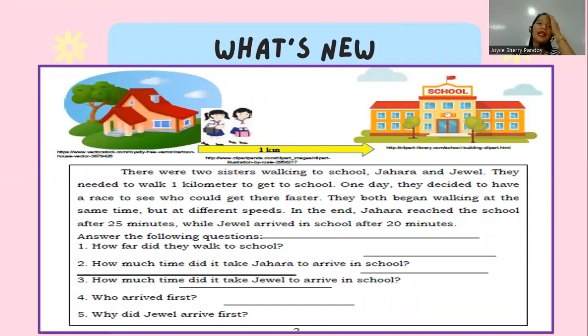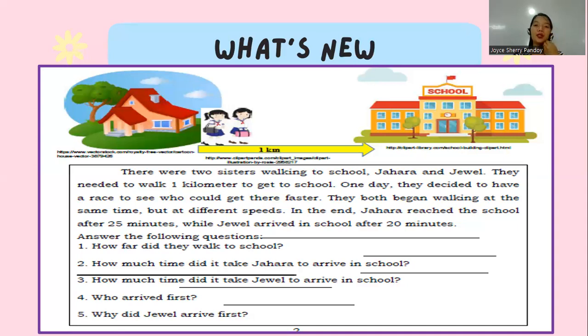There you can see a picture of a house of two girls in school, right? And then you can also see a yellow arrow. Now, let us read the selection together so that we will be able to answer the questions right after. I will read it to you, children.